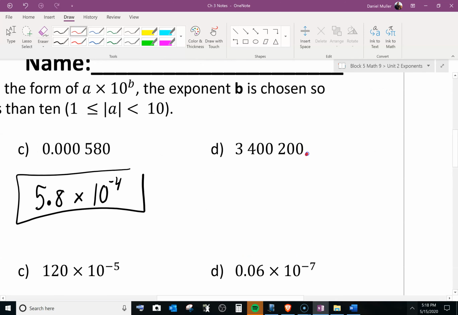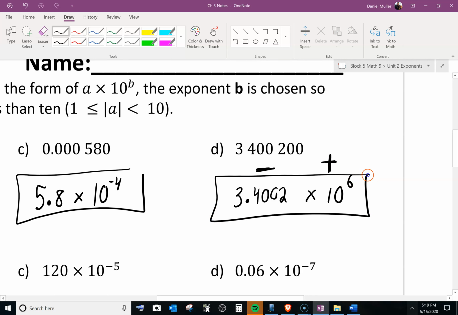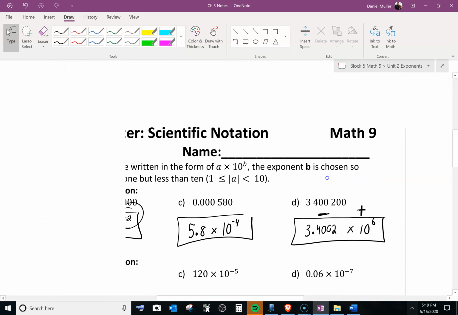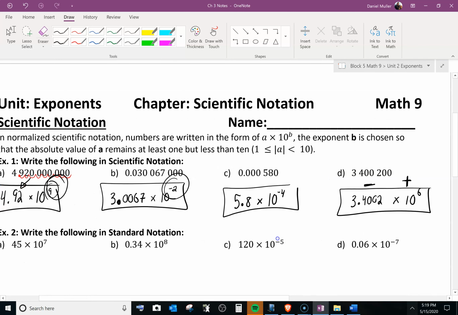So the decimal place is over here. I moved it over 1, 2, 3, 4, 5, 6. So I have 3.4002 times, and I moved it over how many times? 1, 2, 3, 4, 5, 6 times. And then I'm just going to erase this here. So I had 3 million. I made it really, really small. So I'm going to compensate and make this big, make it a positive 6, and it already is a positive, so there's my answer. So that's what we're doing, and we're going to work now backwards.